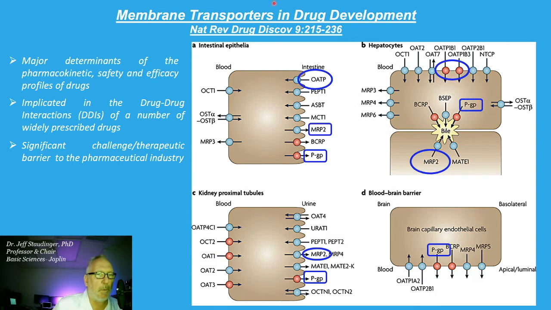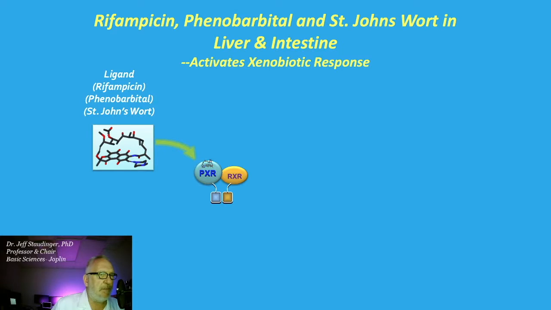Some of the more important ones we'll talk about today: organic anion transporting proteins, multi-drug resistance associated protein 2, and P-glycoprotein encoded for by the MDR1 gene. The expression of these genes is regulated at the level of transcription in response to pharmaceutical compounds and herbal remedies.